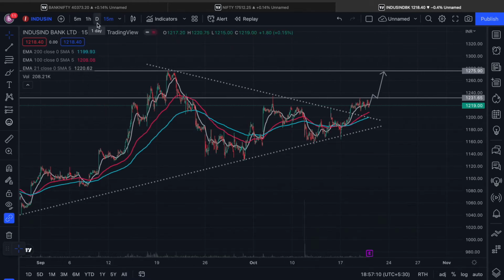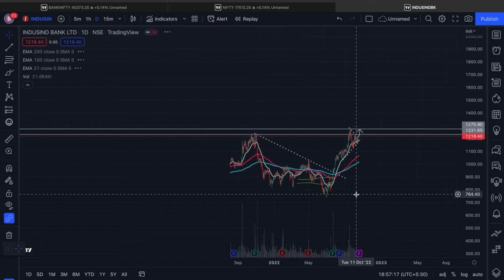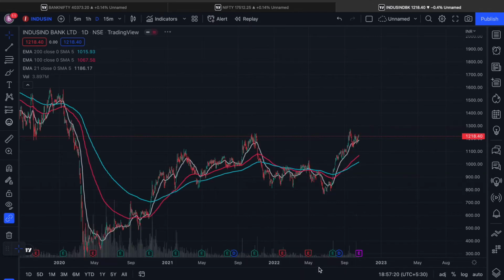So let me first open its daily time frame. It's taking up time. Yeah. So this is our IndusInd Bank daily time frame, right?